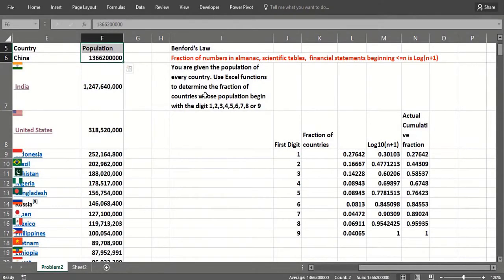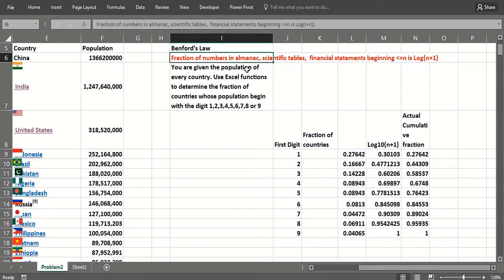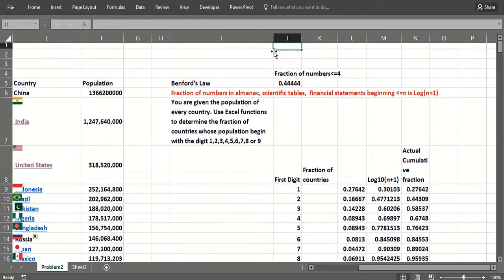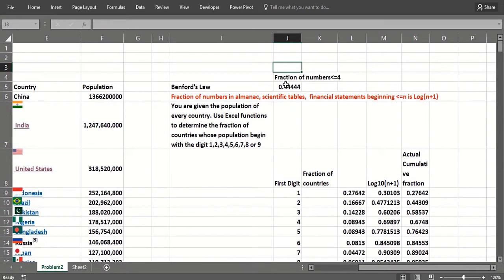In this video, we're going to discuss one of the coolest things, at least I think, in math: Benford's Law. So if you look at the Almanac, a book of scientific tables or financial statements, and you ask yourself what fraction of the numbers in these books or financial statements begin with, let's say, 1 through 4? You would probably say 4/9, right? 44%. But that's not really how it goes.